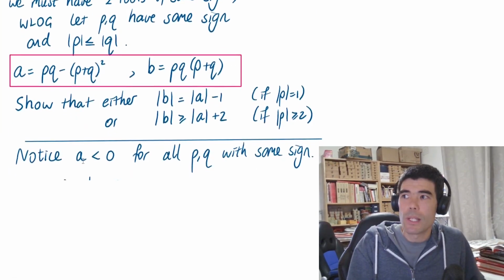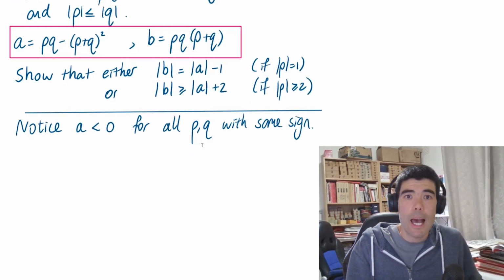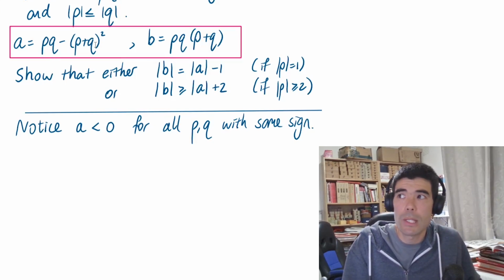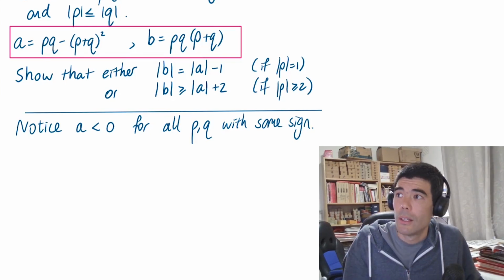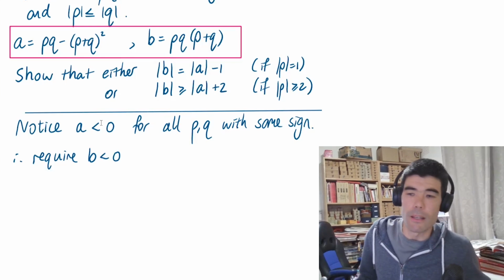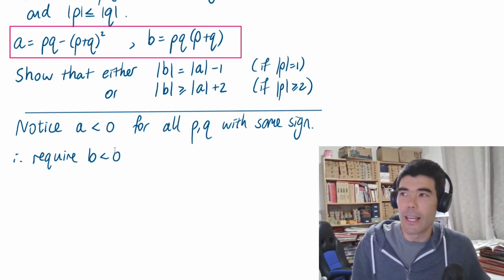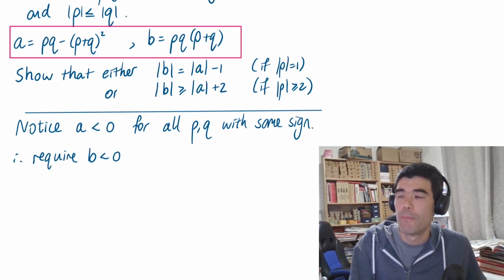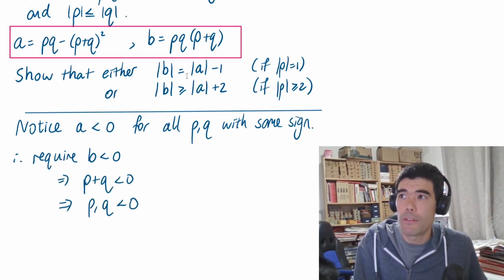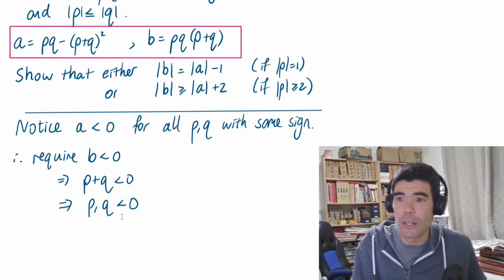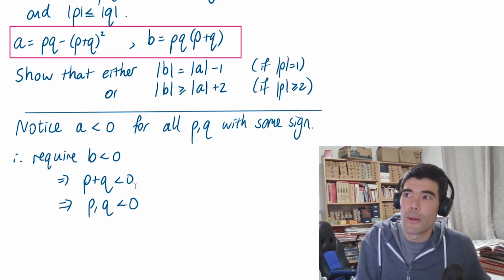We noticed that A was always negative, and that's going to happen as long as P and Q have the same sign, because P times Q is always going to be positive, and P plus Q squared is always going to be positive and larger than P times Q. So A is always going to be negative. So if A is negative, then B would have to be negative in order that we could have a pair A and B that we could swap. That means P plus Q would have to be negative, which means both of P and Q have to be negative because we said those had the same sign.